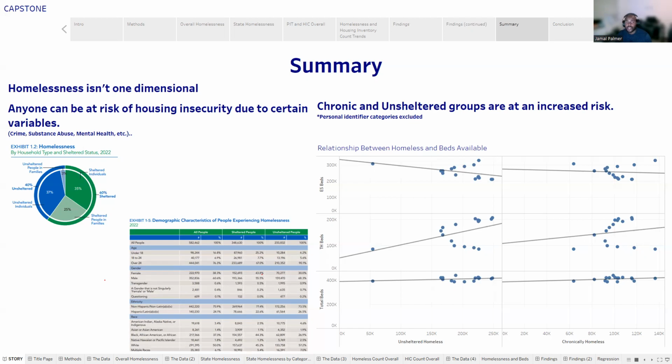And then also, we now know that the unsheltered and chronic homeless population are at an increased risk. But lastly, and most importantly, we can see how data analytics can really be implemented to help solve or at least spread awareness about these types of social issues.